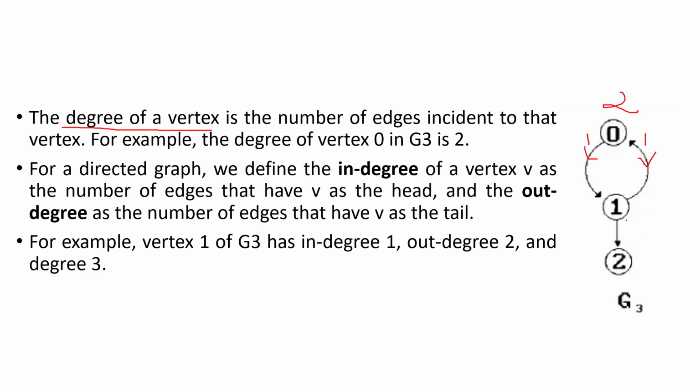If you take this node, in degree, there is only one incoming edge, so in degree is 1, plus out degree 2, one towards 0, one towards 2. 1 plus 2, that is 3. That is, degree of 1 is 3. For 2, only one in degree is there, there is no out degree. Degree of this 2 is 1, this is 2, and this is 2. The sum of in degree and out degree is the degree of the node.